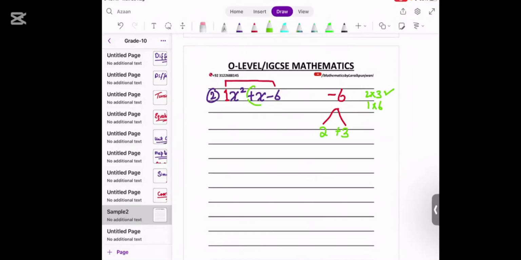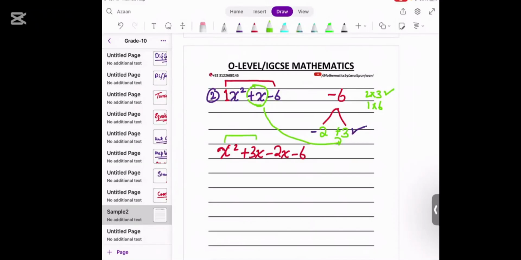So I will get plus 3. Always the bigger sign will be given to the bigger number. When you identify the two numbers, you have to give the sign to the bigger among these two. So 3 will get positive, and for the second value you just have to use your sense. You will give negative because you need positive 1. So when you give positive 3, you have to give negative to 2. So now the middle value is x square plus 3x minus 2x minus 6.